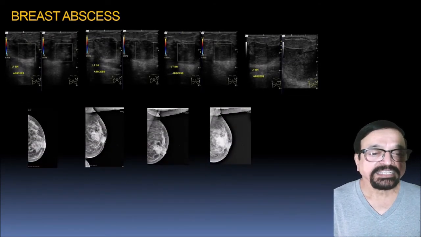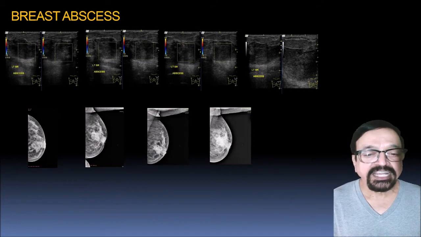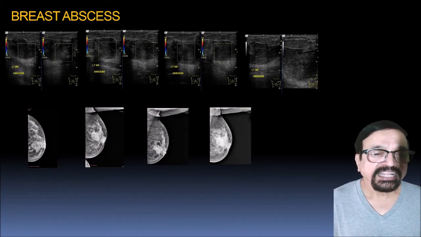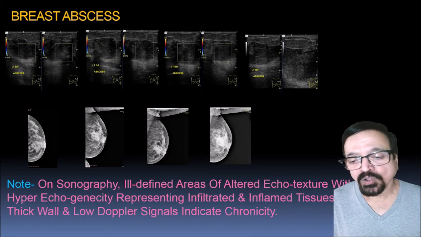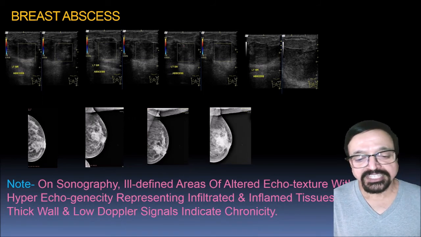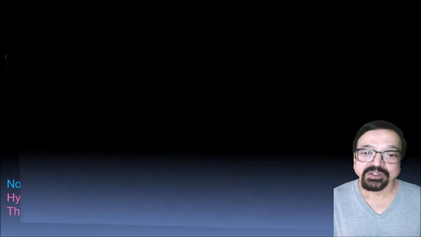Now you can see here breast abscesses, because of chronicity there is fibrosis, then there are internal echoes, and there is retraction of the areola and nipple retraction. On sonography, ill-defined areas of altered echotexture with hyperechogenicity representing infiltrating and inflamed tissues. Thick wall, low Doppler signal indicate chronicity.